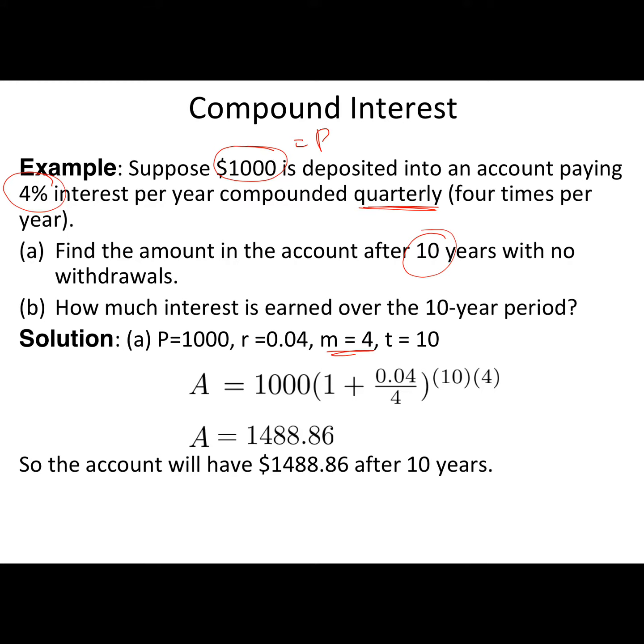Now, how much of that is interest? Unlike with simple interest, we don't have a separate formula for interest, but your interest is always just your amount minus your principal. So if I invested $1,000 to begin with, and I ended up with $1,488.86, what was my interest? Well, it's just the difference. So $488.86.